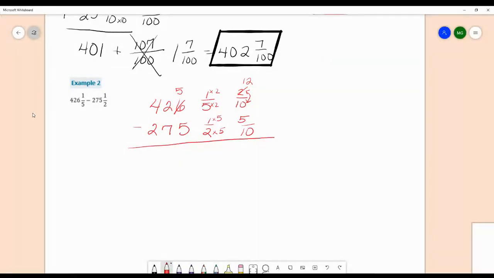So that's a little bit different. So 12/10 take away 5/10 is 7/10, and then I subtract the rest like normal. 5 take away 5 is 0. 2 take away 7, can't do, I have to go borrow and make this a 3. This becomes a 12. 12 minus 7 is 5, and 3 minus 2 is 1. So my answer would be 150 7/10.